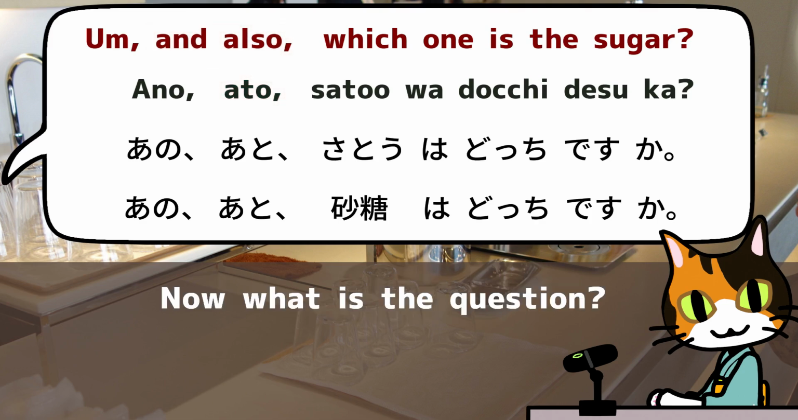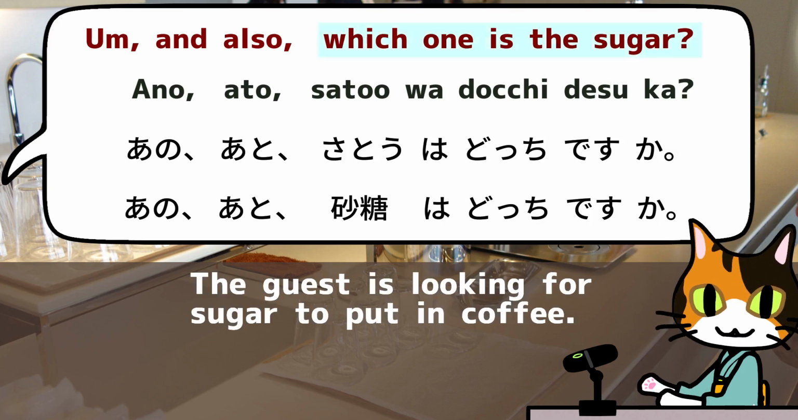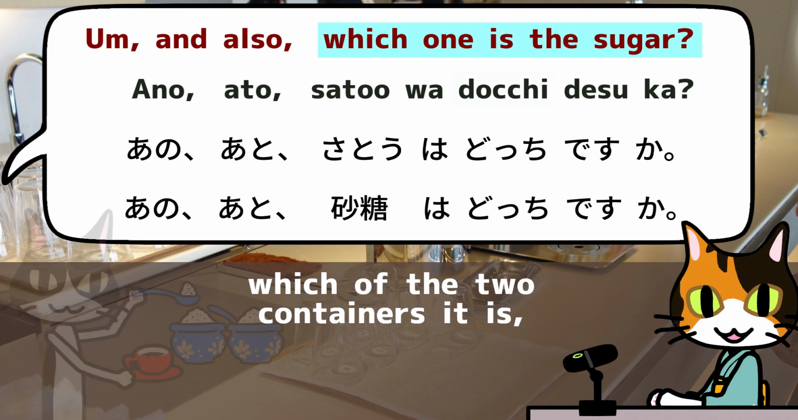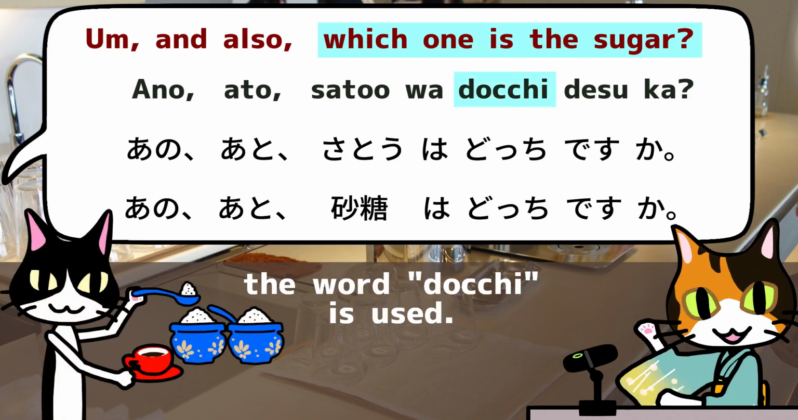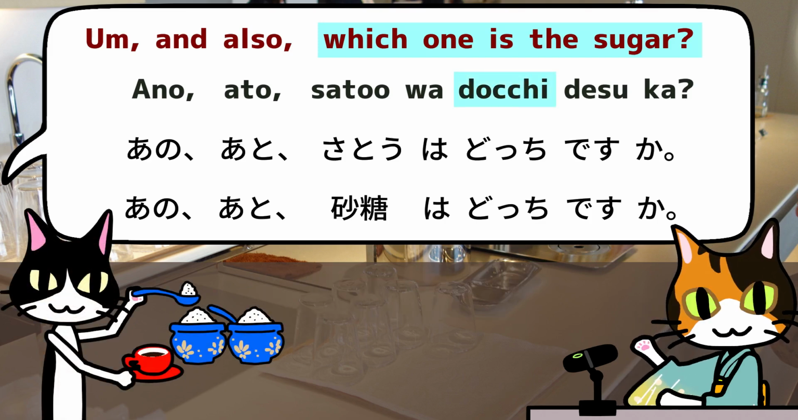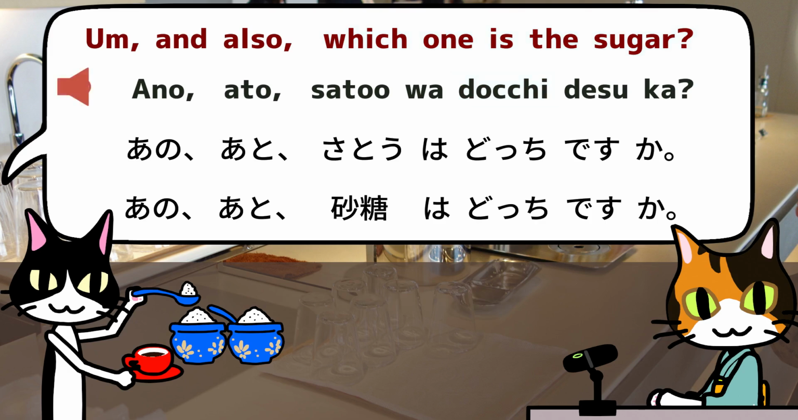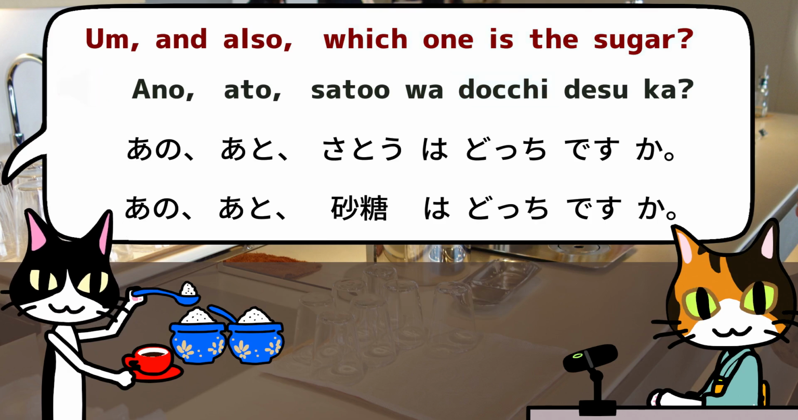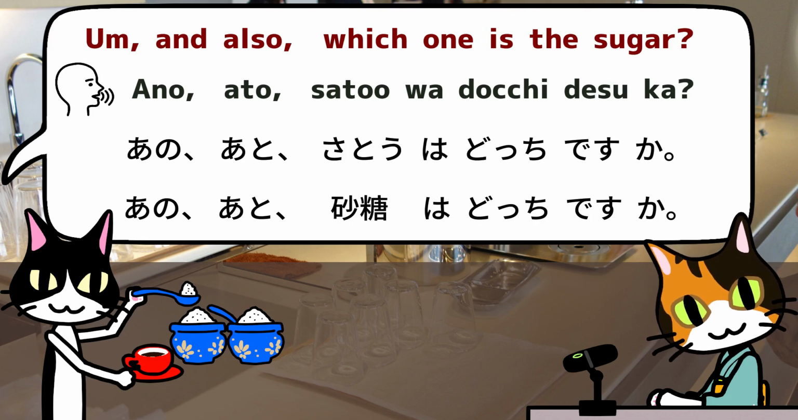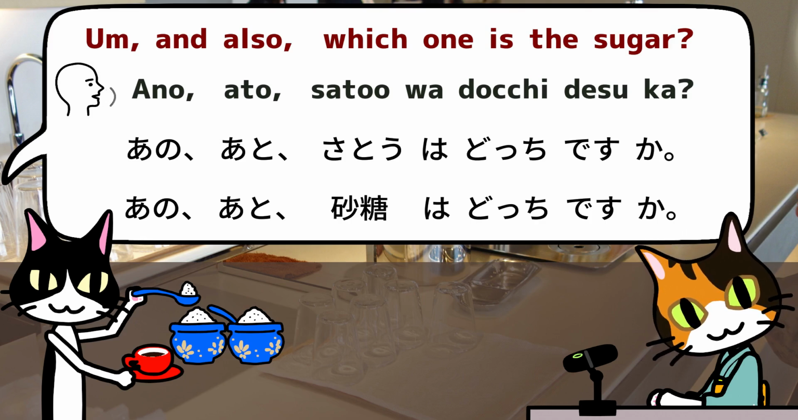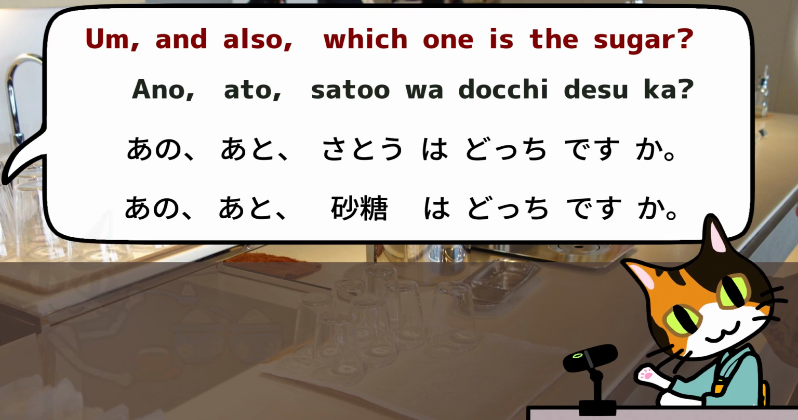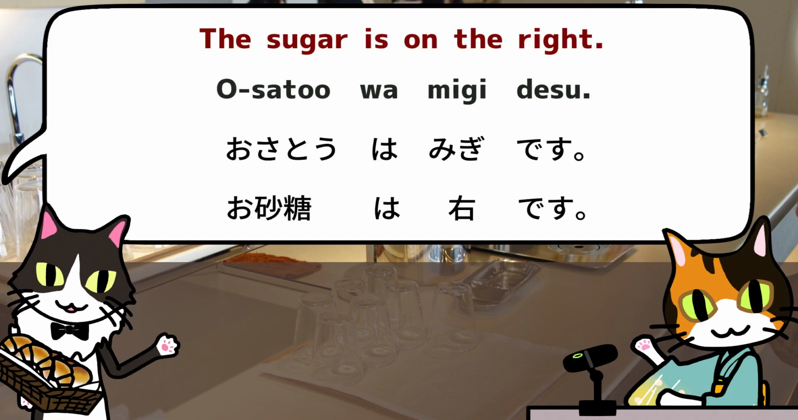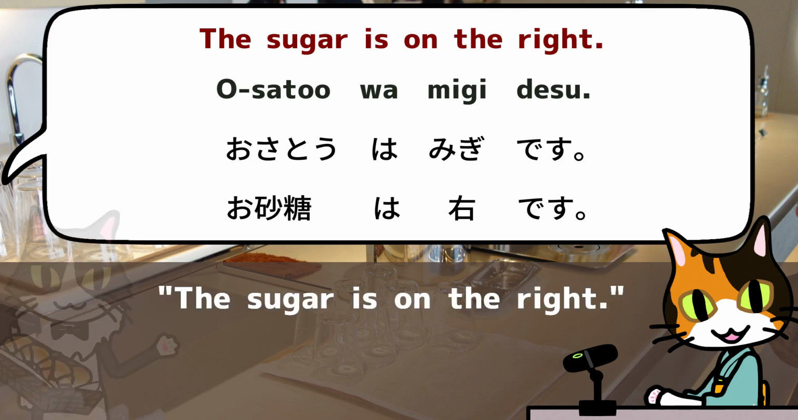Now what is the question? The guest is looking for sugar to put in coffee. Since the question is about which of the two containers it is, the word Docchi is used. Let's practice. あと、砂糖はどっちですか？ Beautiful. The waiter answers. お砂糖は右です。 The sugar is on the right.